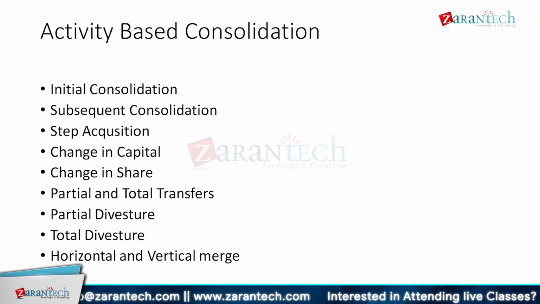Earlier, we have seen total divestiture only. If you have partial divestiture, for example, I sold off some of the entity, not completely. Completely is what is supported in rule-based, whereas ABC supports both partial divestiture as well as total divestiture. Then horizontal and vertical merge. Horizontal and vertical merge means company A to B, it got merged. All those scenarios, whatever we are discussing, will be supported in the ABC method.